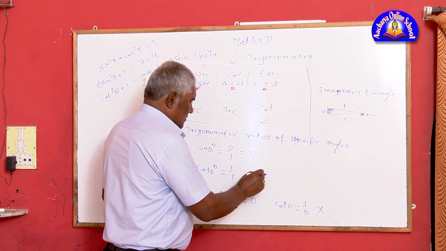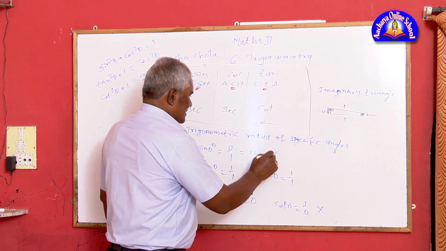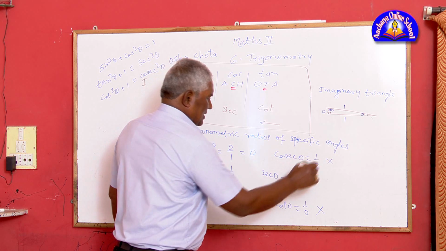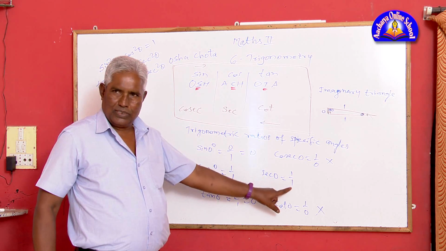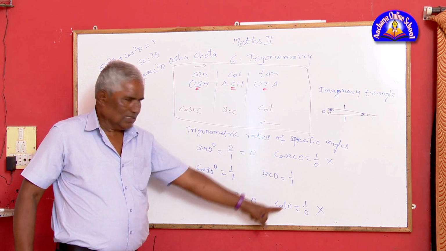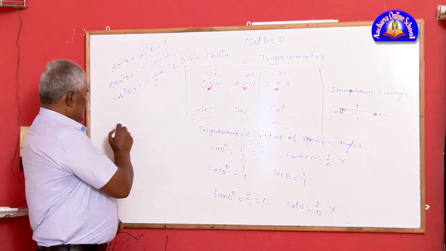Now sec 0, again 1 upon 1, same thing here. Cosec 0, 1 upon 0, that is not defined. Sec 0 is 1 upon 1, which is 1. Here you got 6 ratios. Similarly, we will get again 6 ratios.